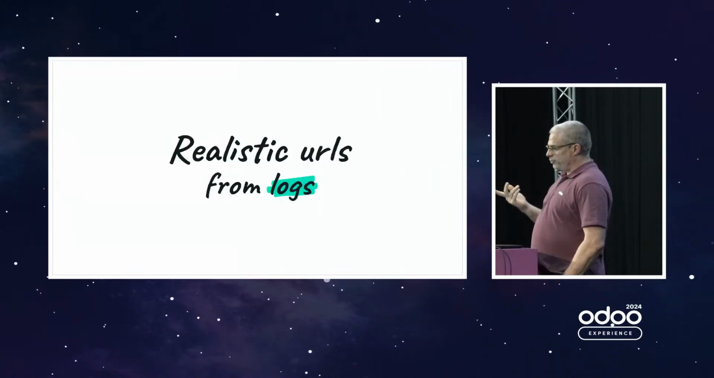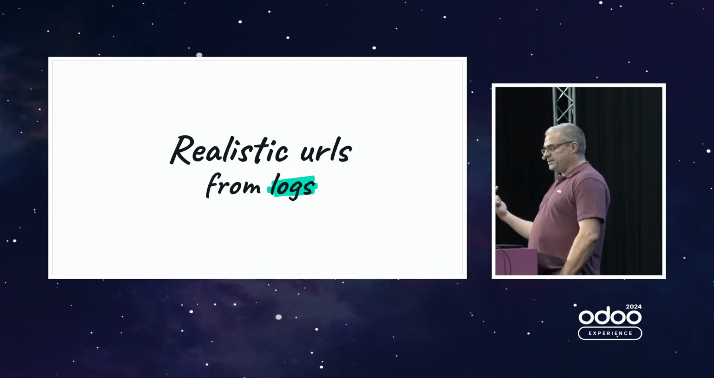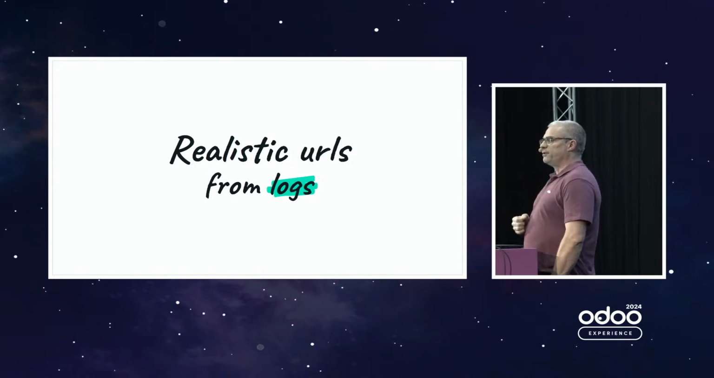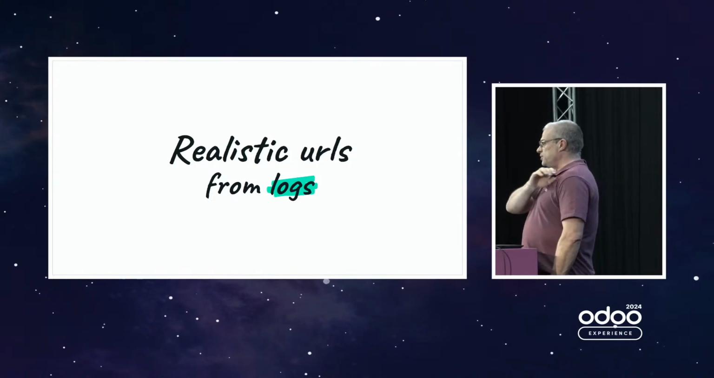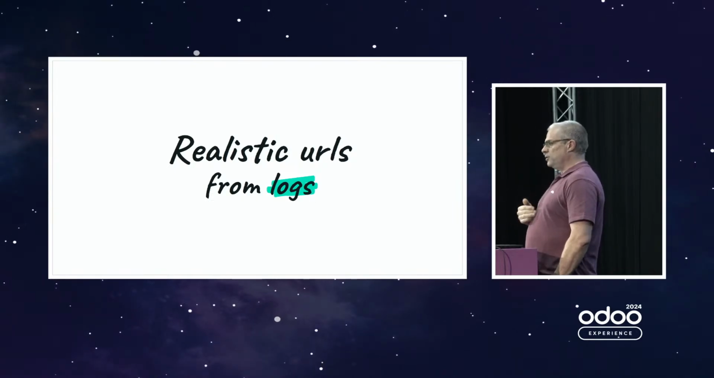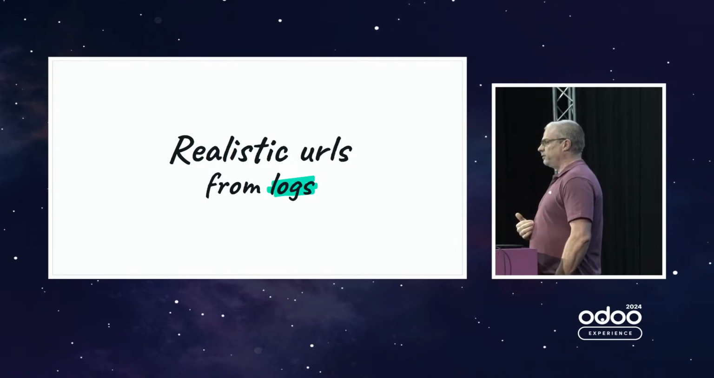Another way of performing the load test of the front end is to use the realistic URLs from the logs. You download the Nginx logs from the customer, and these Nginx logs are full of requests. You search for the GET requests in the Nginx logs, and you have the load test of your website.